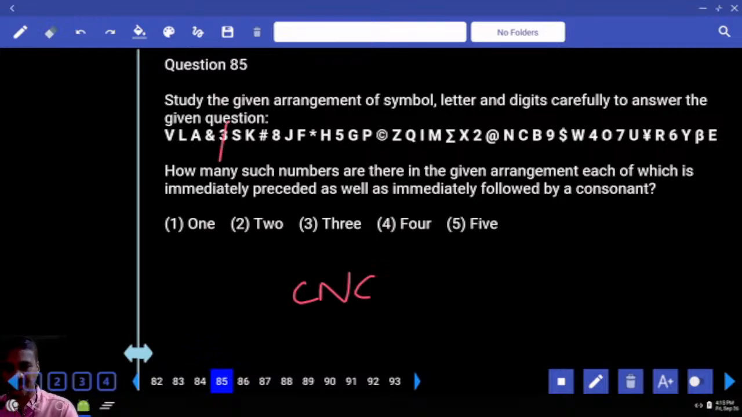Now this 3 cannot be that number. 8 cannot be that number. 5. 5 is a number preceded as well as followed by consonant. Then 2. Then next one 9. Then next one 4. 4 is followed by a vowel but not preceded by consonant. Then next one 6. And how many are there? Only 2. Now 2, choice 2 to question number 85.